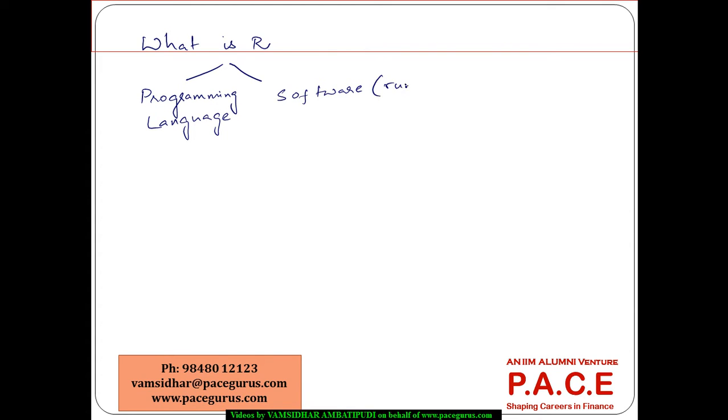Okay, getting started. First, let me deal with what is R. There are two ways for me to define it. One, it's a programming language, just like any other programming language like C, Java. And the other way to talk about R is as a kind of software which will also run the programs that you have written in the R programming language.